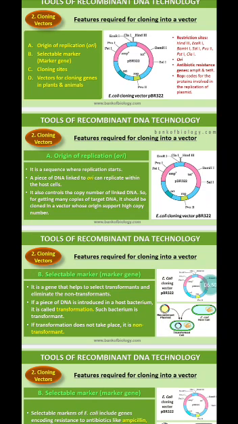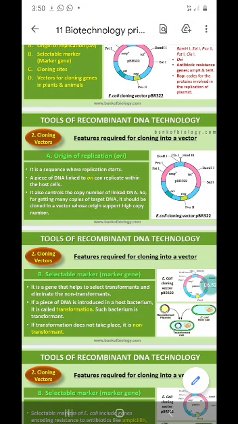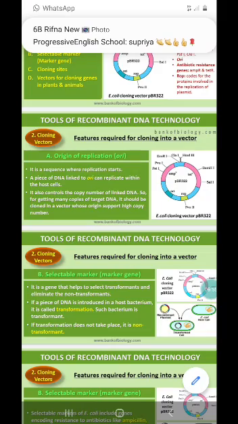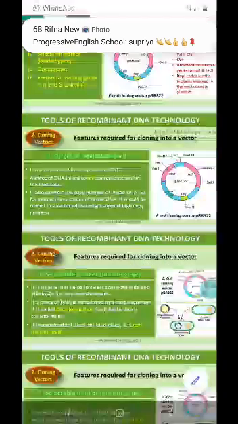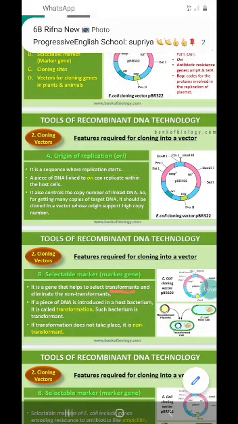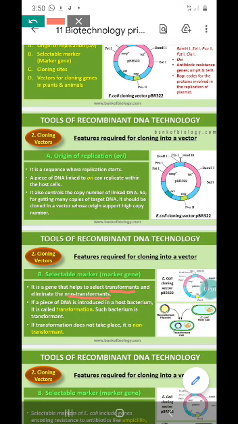Okay, selectable markers help to select transformants from non-transformants. I'll tell you what is a transformant and a non-transformant, children. If a piece of DNA is introduced into a host bacterium and incorporated into the DNA or the plasmid, we can say the transformation has happened. Such bacteria are called transformed.